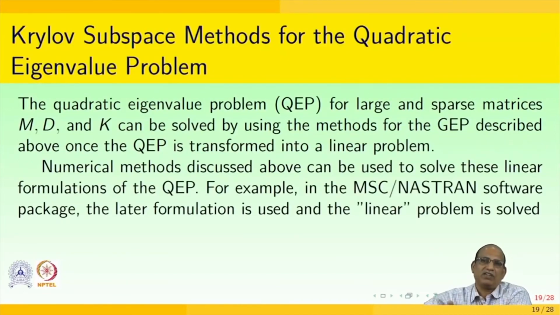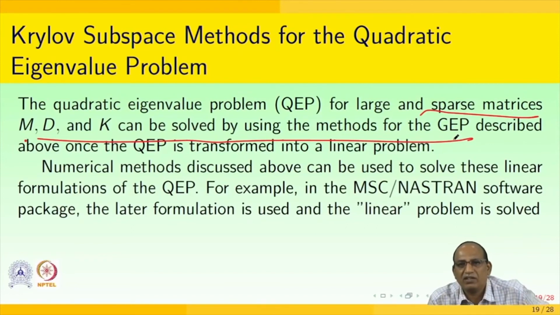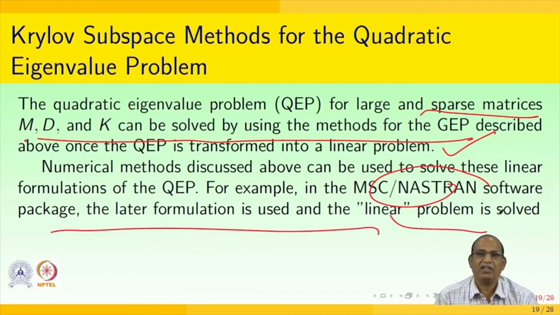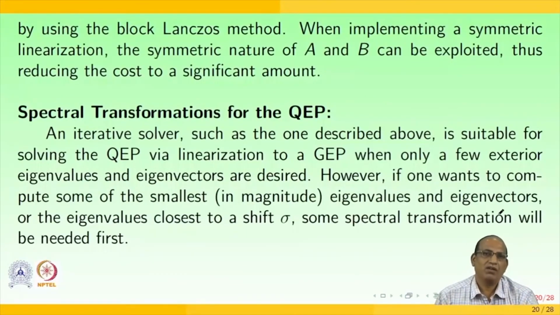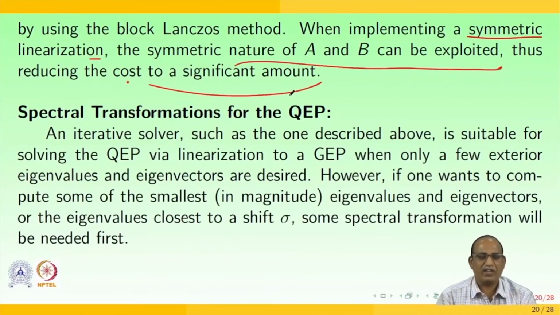Krylov subspace methods for the quadratic eigenvalue problem. The quadratic eigenvalue problem for large and sparse matrices M, D, K can be solved by using the methods for the generalized eigenvalue problem described above, once the QEP is transformed into a linear problem. The numerical methods discussed above can be used to solve the linear formulations of the QEP, and for example, you can use a software package for the linear eigenvalue problems. By using the block Lanczos method when implementing a symmetric linearization, the symmetric nature of A and B can be exploited, reducing the cost by a significant amount.